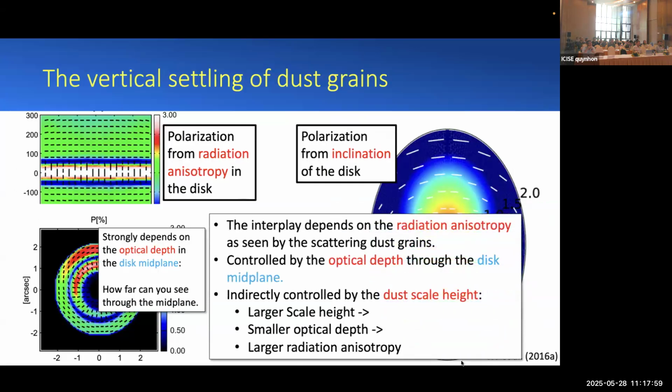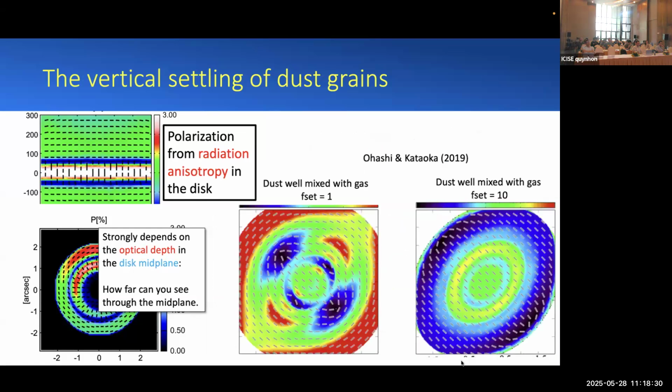The interplay between these two strongly depends on how much radiation you can see from the dust grains. If the system is very optically thick in the midplane, you don't see too far across the midplane, and you see mostly the scattering-induced polarization. But if the dust grains are puffed up and not settled, you will see much further away along the midplane, and you see more of the latter scenario, and you will be able to observe different polarization patterns. So this idea has been explored in many systems.